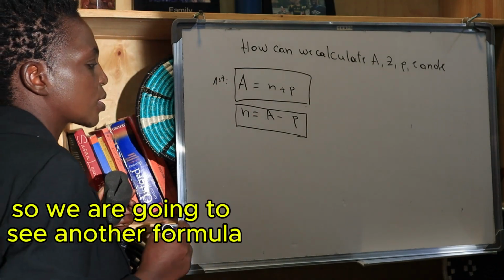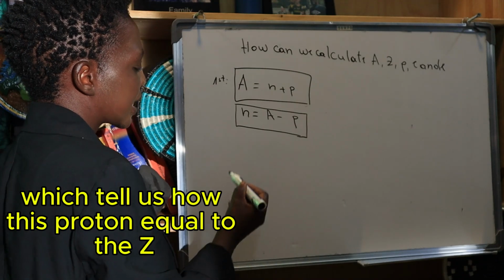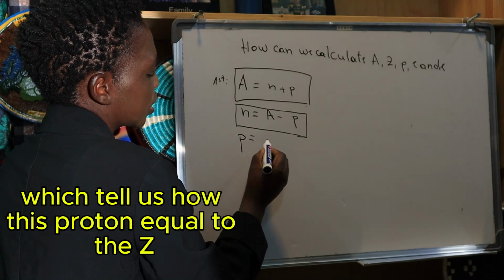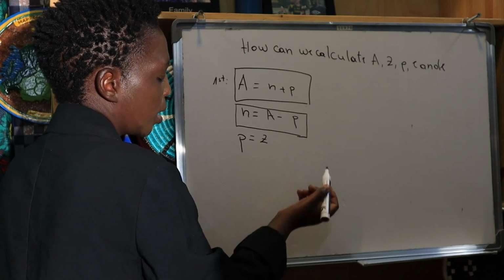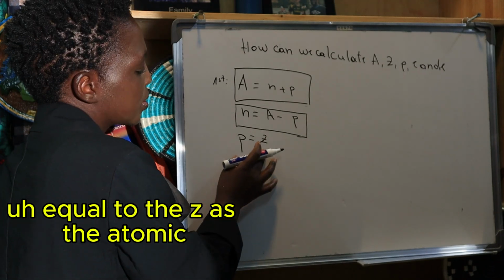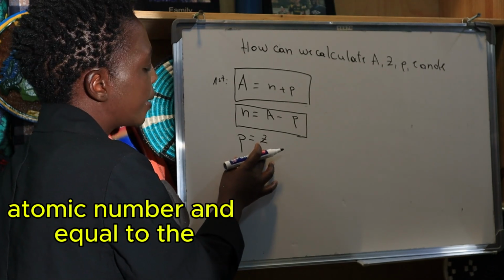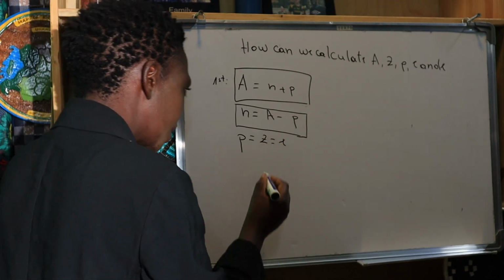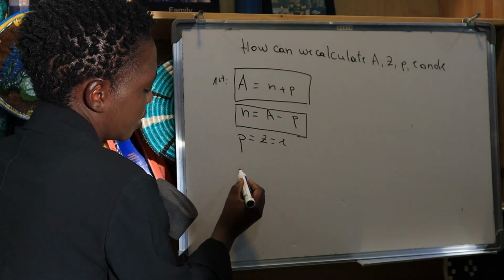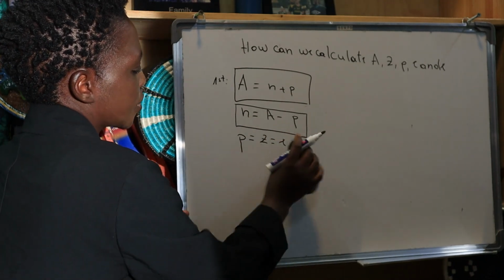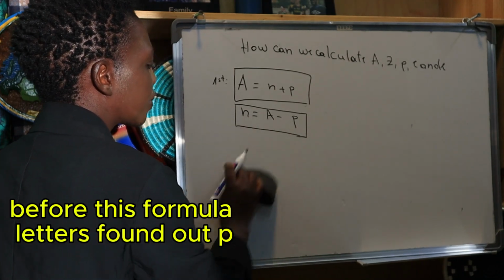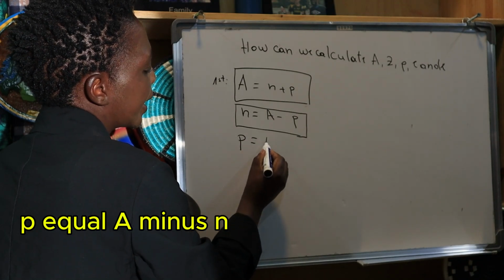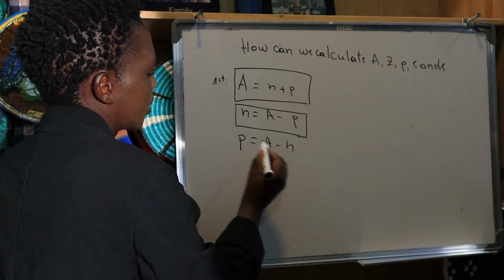We are going to see another formula which tells us that proton equals Z, the atomic number, and equals the electron. Before this formula, let us find out P. P equals A minus N.